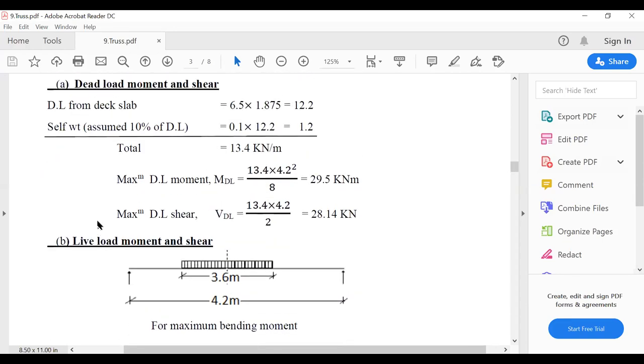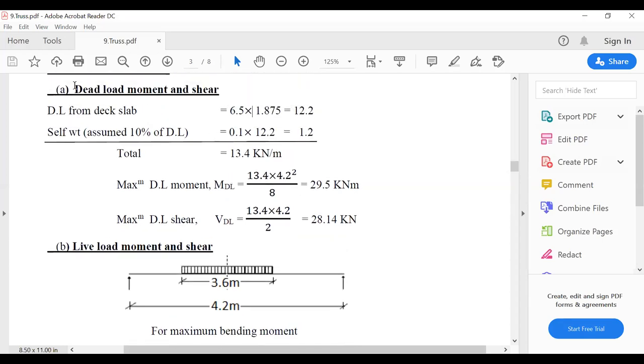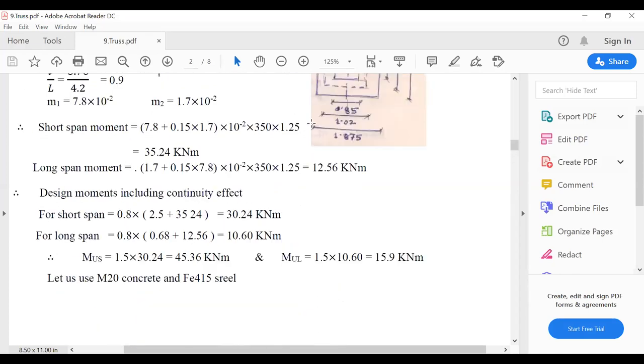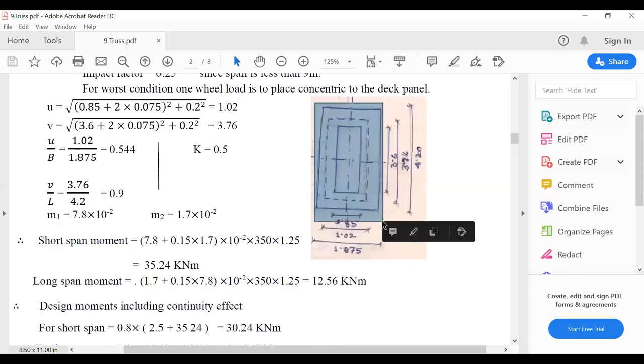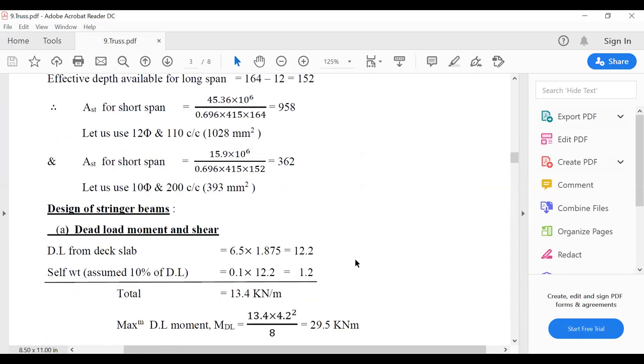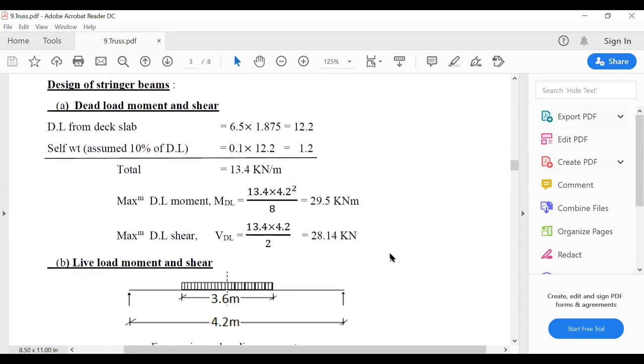Okay, so dead load calculation is simple. There is not much problem. Self weight, dead load and all. But for live load, whenever you see the dead load, you just look into this diagram. This diagram, you will be able to understand how the dead load is calculated. Because if I go into the details, then it will not be able to be completed.